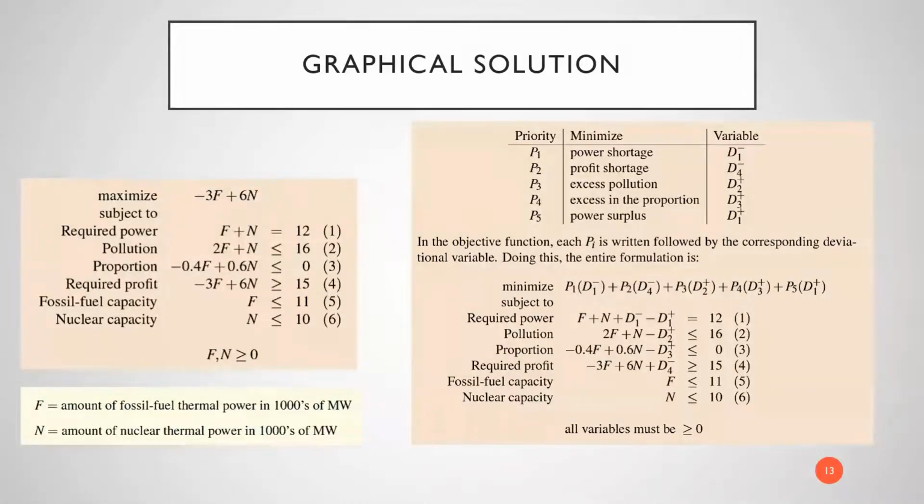Now, the management team has provided us with some priorities. Priority number 1 is the power shortage. Number 2 is the profit shortage. Number 3 is excess pollution. Number 4 is excess in the proportion, and number 5 is the power surplus. We can show these priorities in the objective function, as you can see, as Pi. For example, the first one, P1 D minus 1, shows that my first priority is regarding D minus 1, which is a power shortage, and so forth.